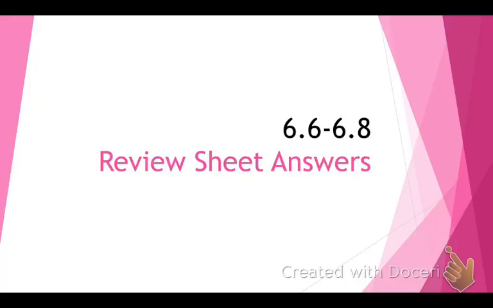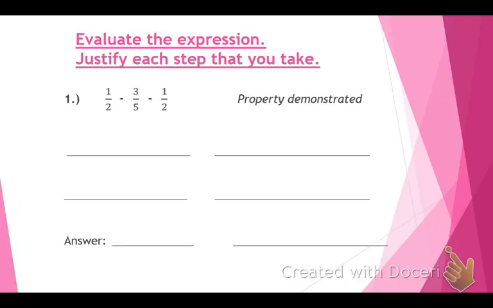What we're going to be doing is 6.6 to 6.8, and we're going to be going over our review sheet answers. So let's look at the first one. Let's read the instructions together. Go ahead. Evaluate the expression, justify each step that you take.